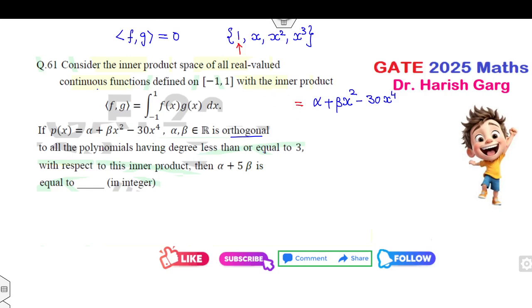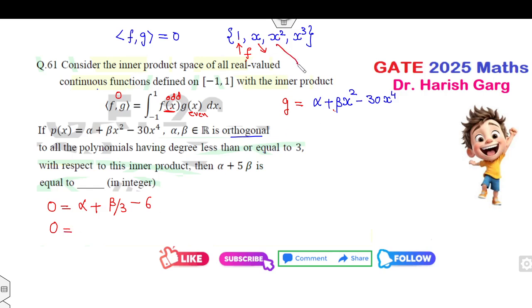Or you can consider this function as my g and any of the functions as f. So the left hand side will be 0, the inner product of f and g. So firstly, alpha into 1, integrated from minus 1 to 1. So it is alpha plus beta over 3 minus 30 over 5, that is 6. When you take f as x, the left hand side is 0. This part is odd, this part is even because g is even. So this integration is also 0. For x square, the left hand side is 0.